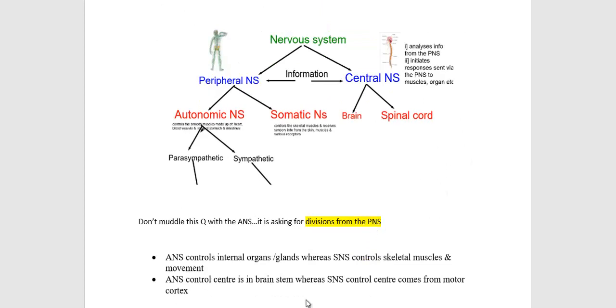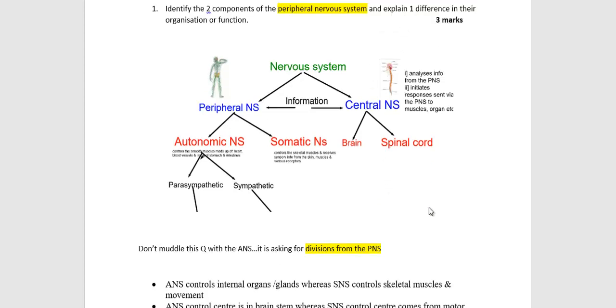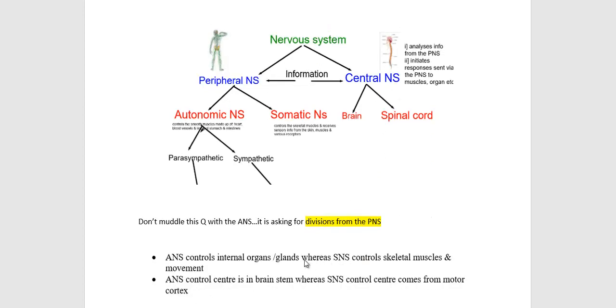So differences between them, you could say that the ANS controls the internal organs and the glands that deal with the flight-fight response, for example, whereas, okay, this is a comparison. Explain one difference. So you need to make some connector link, really, between the two. So whereas the somatic nervous system controls the skeletal muscles and movement. So that would be one difference.